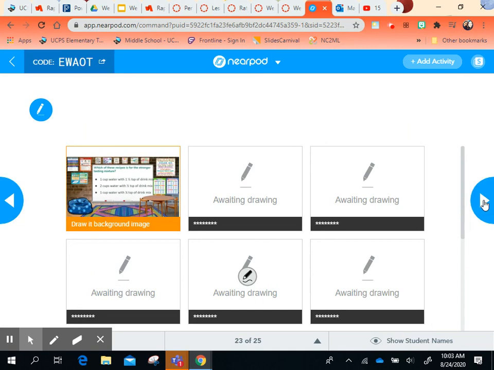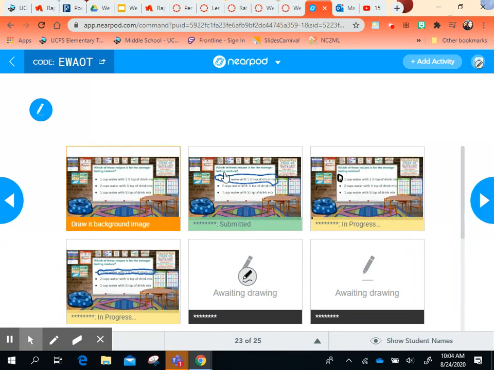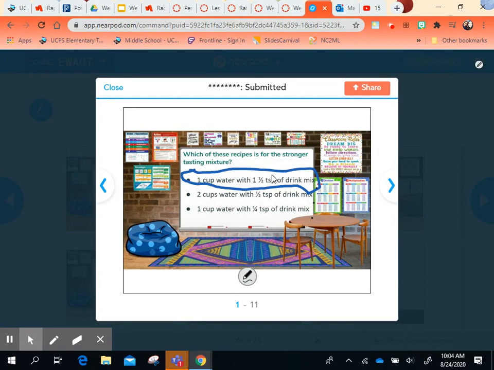I want you to circle which one you think is stronger tasting. So to me, stronger tasting would probably be the one that's going to taste the best. So if you're looking at these, this was the first picture, this was the second picture, and this was the third picture. So just circle real quick. It should take 5 seconds. Which one do you think is the strongest tasting mixture? Nice. Remember to submit, because if you don't click submit, it doesn't turn green.